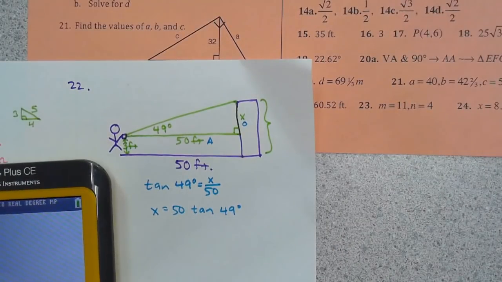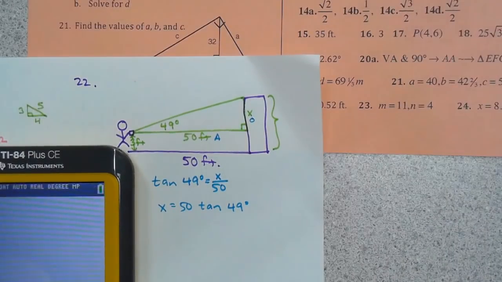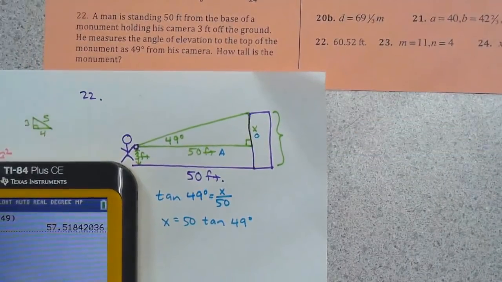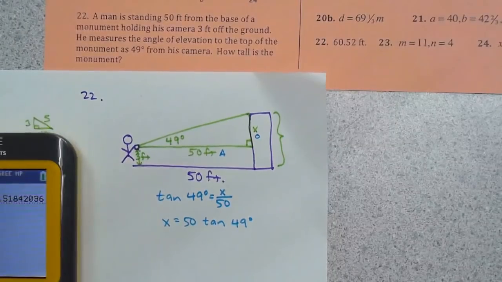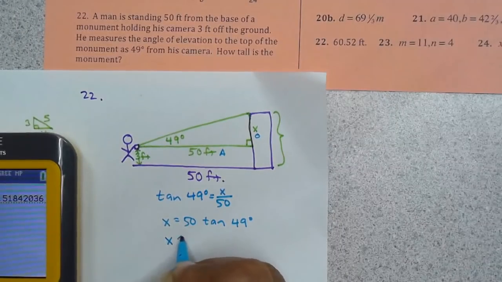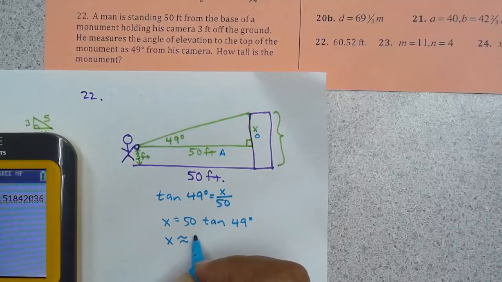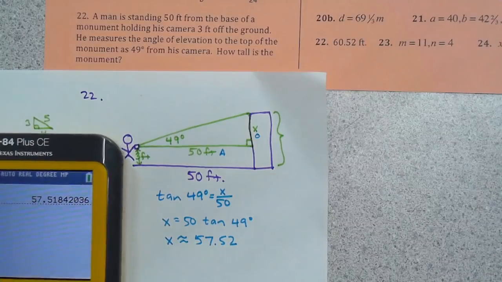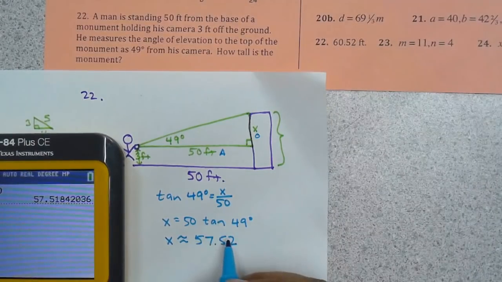So we have 50 tangent of 49, and that equals about, and to round off to, so we're going to go ahead and say x is approximately 57.52. Okay, 57.52. And that's in feet.